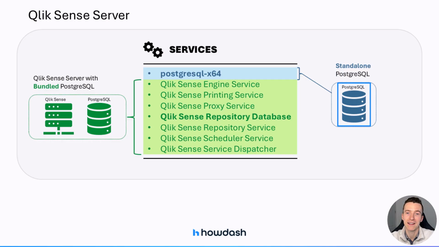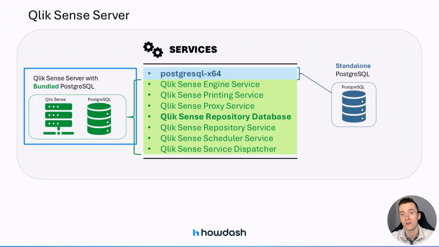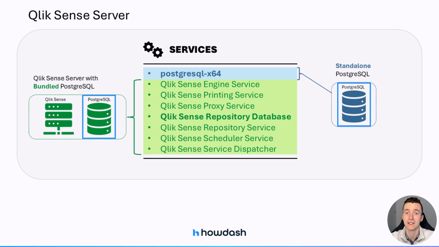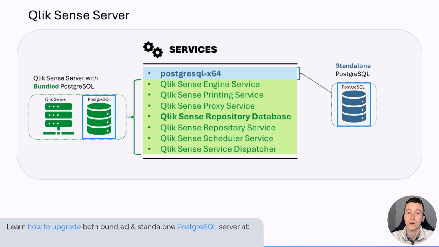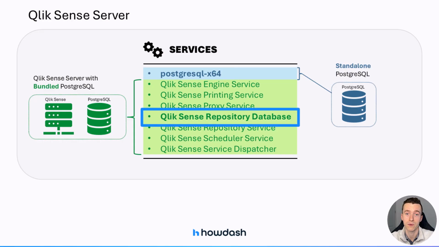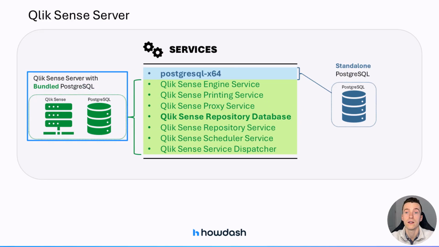It just means that for whatever reason, someone installed an instance of PostgreSQL on the same server as you have your Qlik Sense server. And yes, it is possible to install multiple instances of PostgreSQL on the same machine. That's commonly done when upgrading PostgreSQL. But in a scenario where you have both services, since you have Qlik Sense Repository Database service installed and running, your Qlik Sense server is using bundled PostgreSQL.